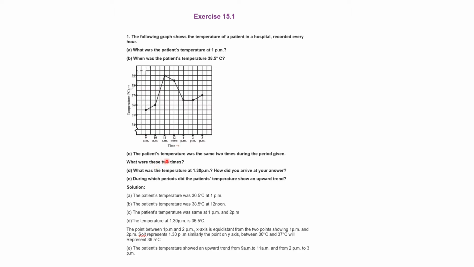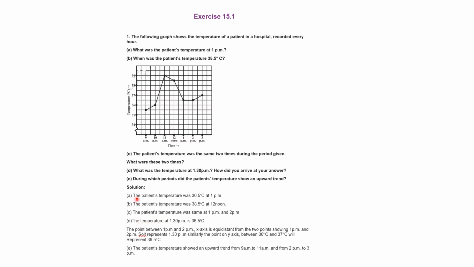Our third question. The patient's temperature was the same 2 times during the period given. What were these 2 times? Just have a look here. We find that these two are the same, at 1 p.m. and at 2 p.m. So our correct answer is that the patient's temperature was the same at 1 p.m. and 2 p.m.